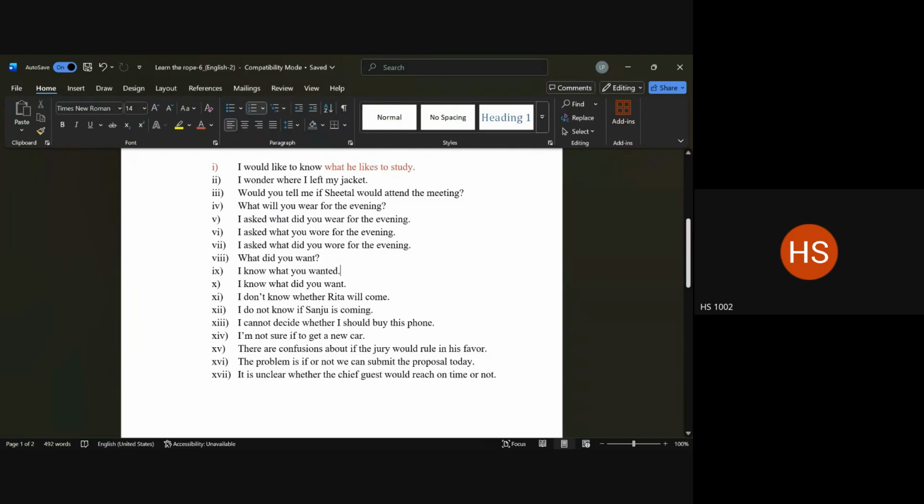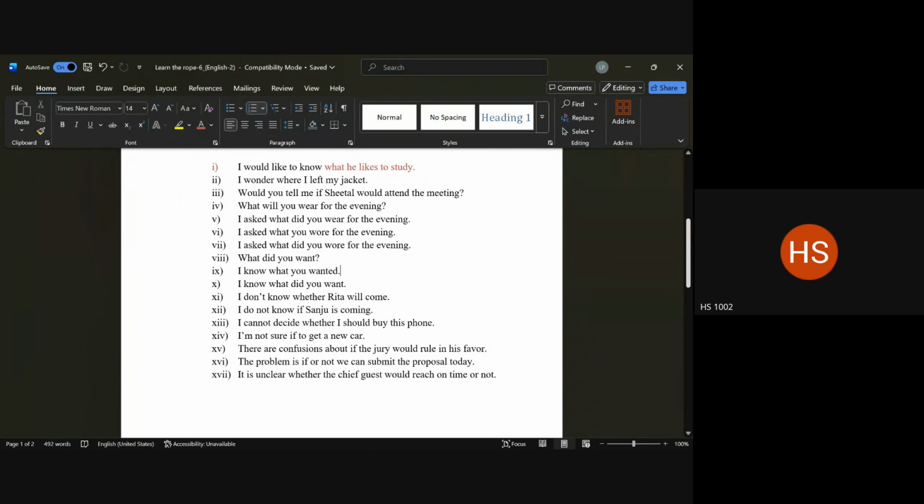What will you wear for the fifth one? I asked, what did you wear for the evening? Now, here begins our point on the grammaticality of question clauses. I asked, what did you wear for the evening? I asked. Grammatical. It is grammatical, but is the sentence right?